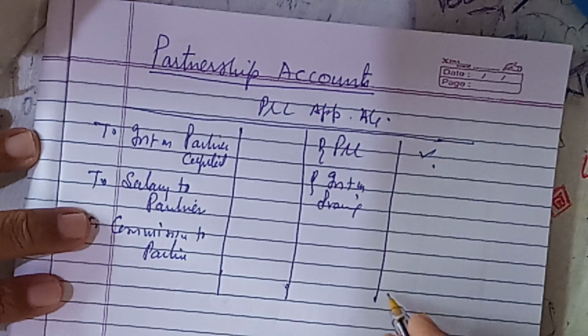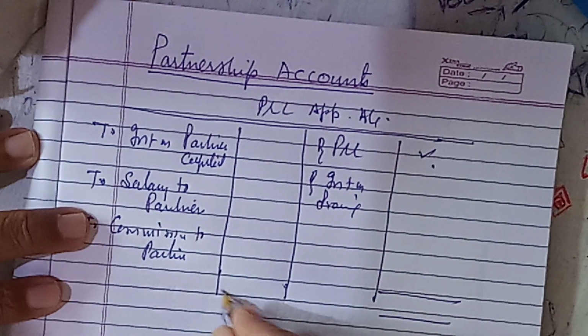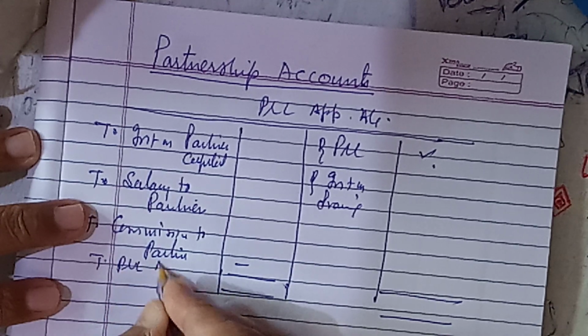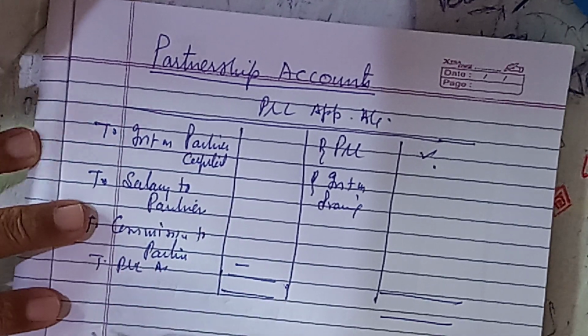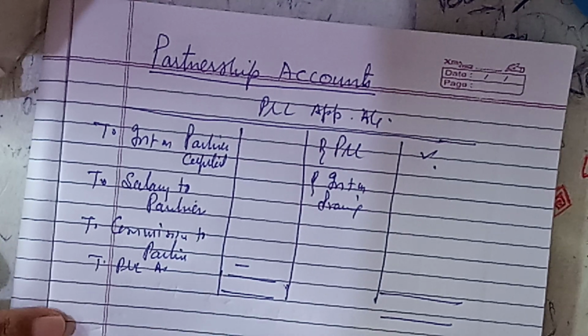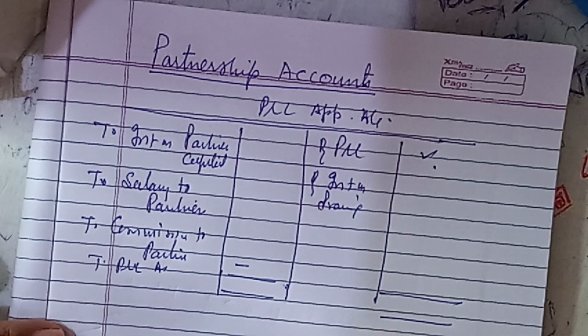After this, we get the balance of profit and loss after adjustments, which should be distributed among the partners in their profit sharing ratio. Now this is the profit and loss appropriation account.